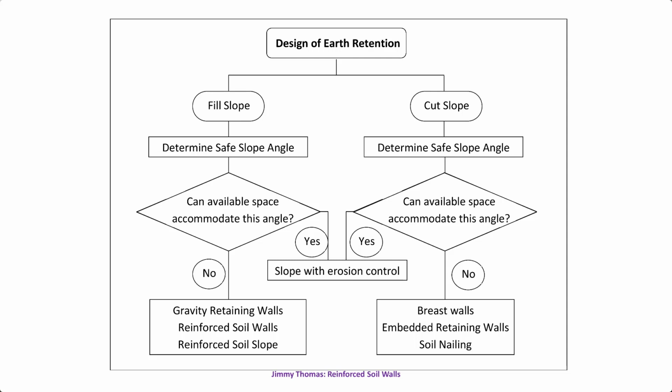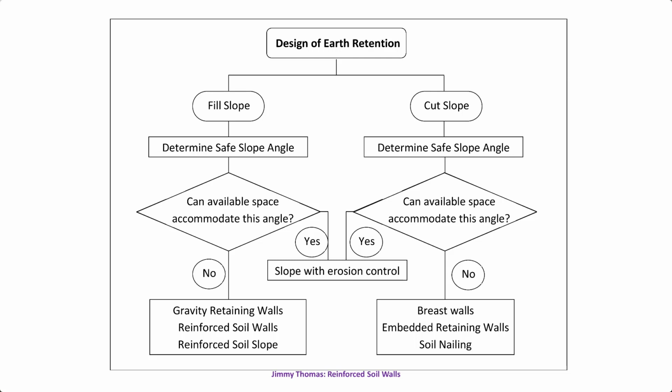If the answer is yes, then this is the cheapest solution. We go for the slope, and we have to provide only erosion control. But if the answer is no, the space is very limited, then we have to go for some kind of earth retaining structure. And we have very different options. We have gravity retaining walls, which includes the RCC walls. Then we can go for reinforced soil slopes or reinforced soil walls. These are the various options we have to evaluate. For each site, there is an optimum solution.